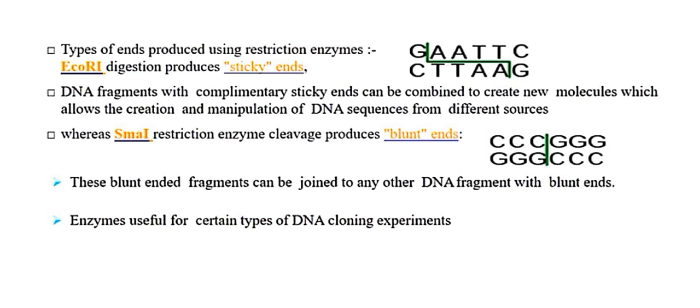Types of ends produced using restriction enzymes. EcoRI digestion produces sticky ends. DNA fragments with complementary sticky ends can be combined to create new molecules, which allows the creation and manipulation of DNA sequences from different sources. Whereas the SmaI restriction enzyme produces blunt ends. These blunt-ended fragments can be joined to any other DNA fragment with blunt ends, which is useful for certain types of DNA cloning experiments.